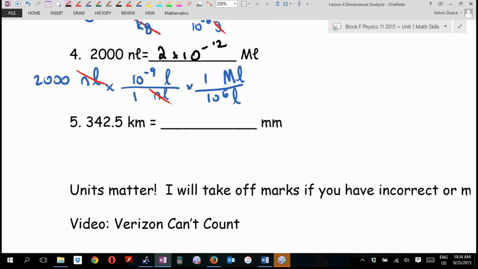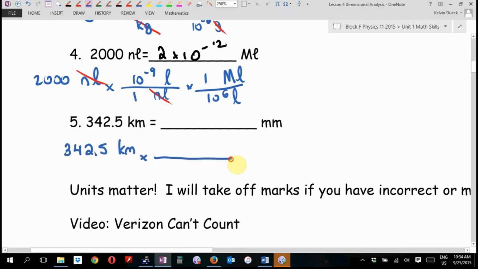342.5 kilometers is how many millimeters? Okay. Guess how I'm going to start? Write down what they gave me. 342.5 km. Colon, I want the kms to cancel. First of all, do you notice this is going to be a two-step or multi-step? Because I'm starting with k's and ending up with m's. I want the kms to cancel. Where would I put them in the conversion factor?